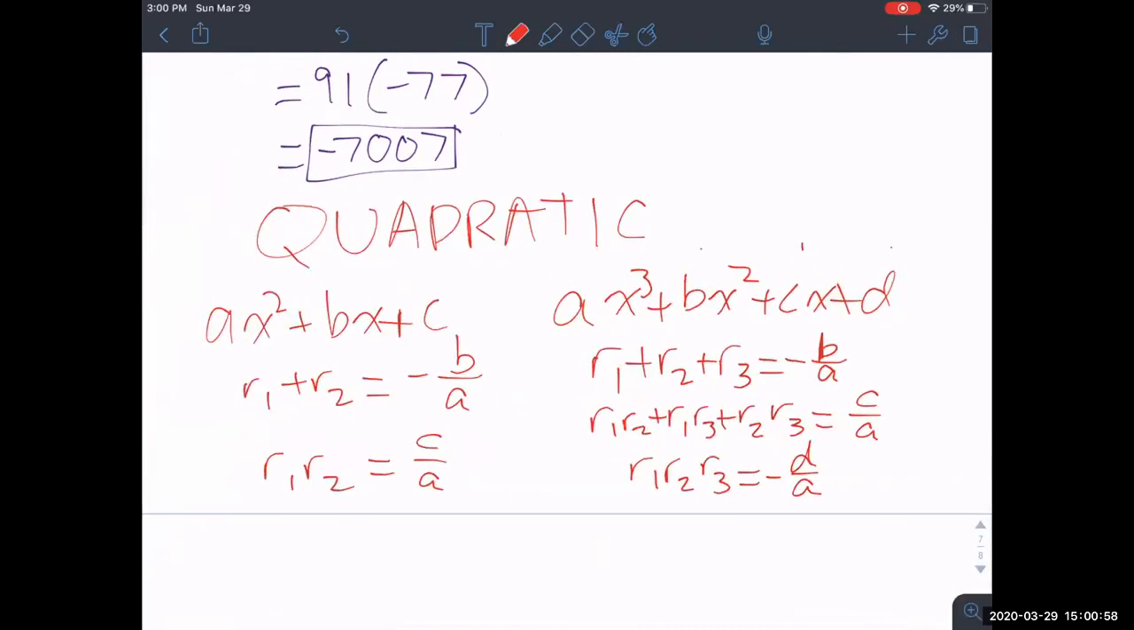So that's all for Vieta's. I'll just write cubic over there because that's not a quadratic. That's all for today's Vieta's.